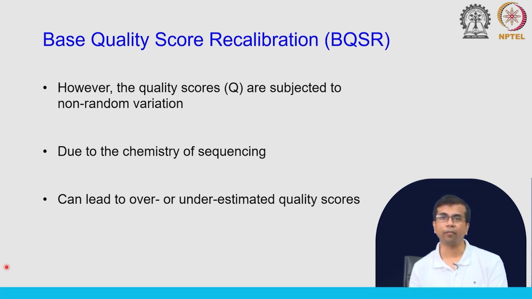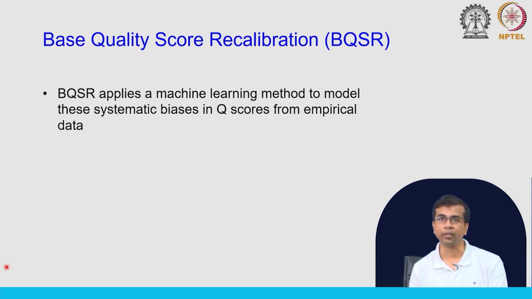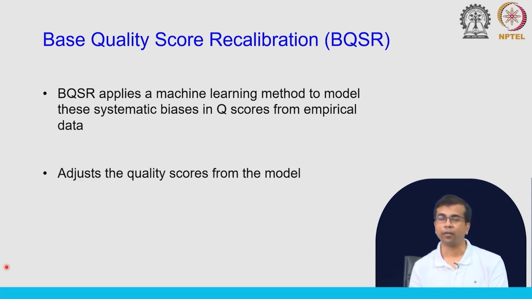That is why we tend to do base quality score recalibration, which you will see in certain pipelines. What BQSR does is apply a machine learning model to identify or model these systematic biases in Q scores from experimental data. So, it can identify the systematic biases arising in different sequencing platforms, and then it applies this model to recalibrate or adjust the quality scores of the bases.